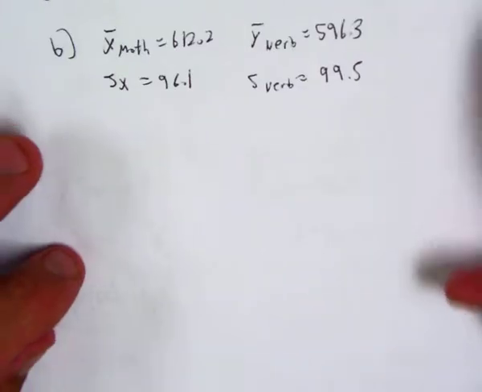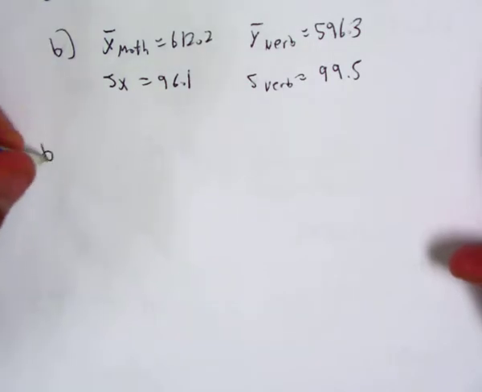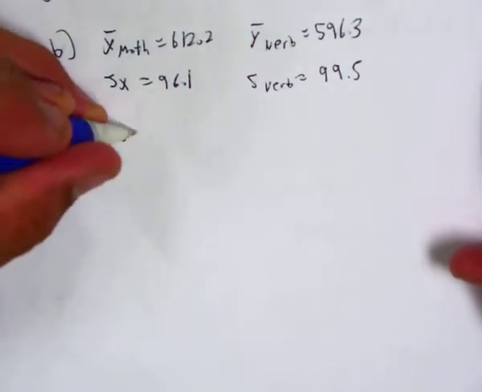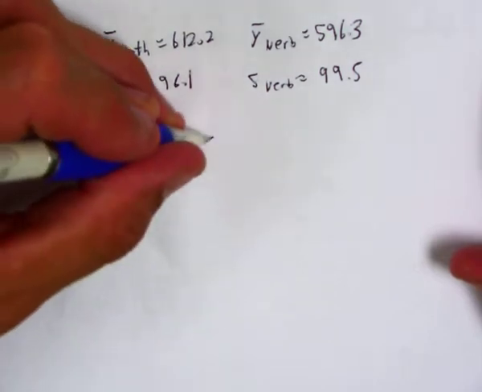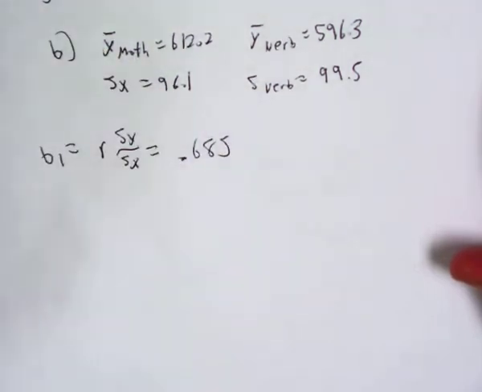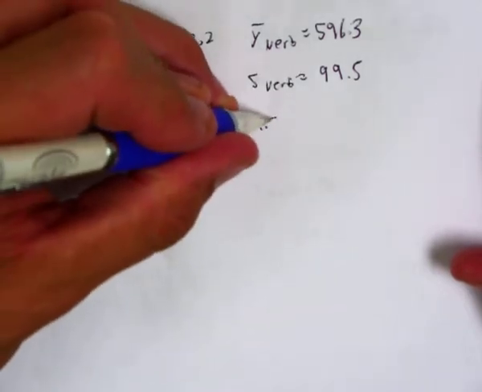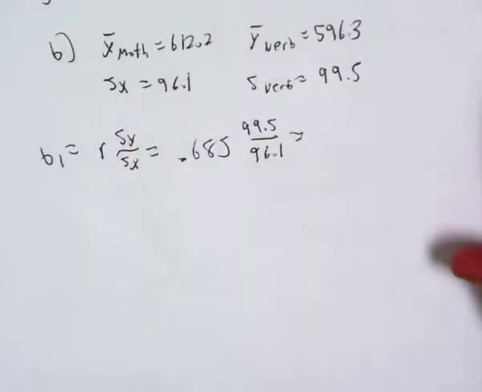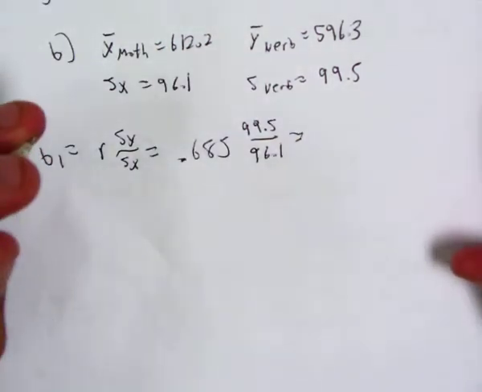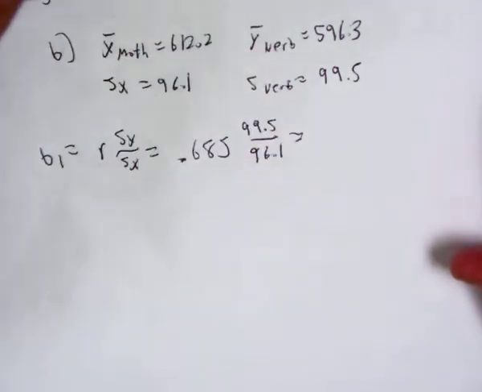So we're going to go through the same deal, okay? The slope equals r times standard deviation of y over standard deviation of x. So the correlation is 0.685. The standard deviation of y is now our verbal scores, and our math scores are now 96.1. So if we do that out, we get approximately 0.709.